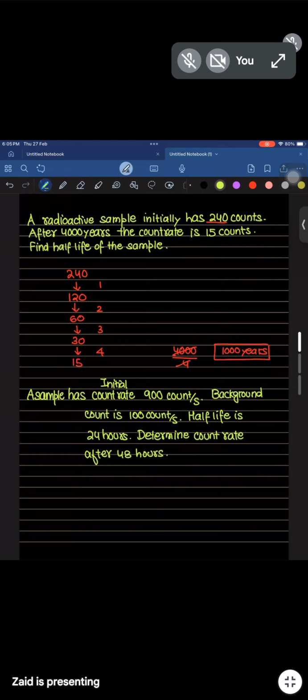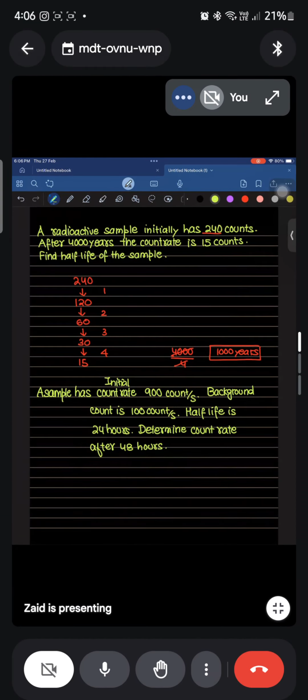So I want you guys to do those questions in the class and after the class and come up with the queries, okay? So in this question, what they're telling is that half-life is not applicable on background count, because background count is the one which is already present in the surrounding. It's not because of the radioactive sample. The only count rate because of the sample is going to get halved and halved and halved. So how are we going to do this?